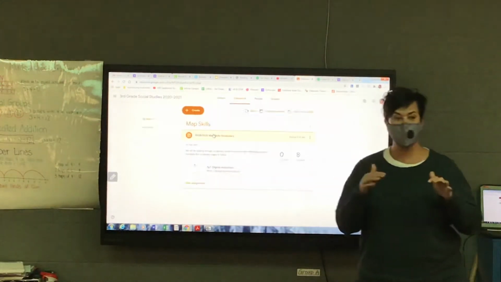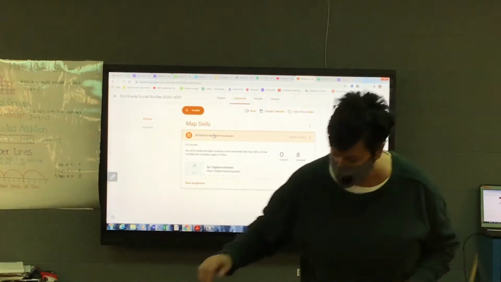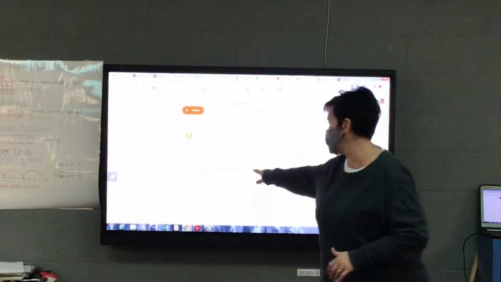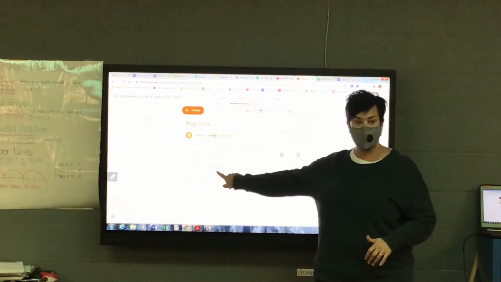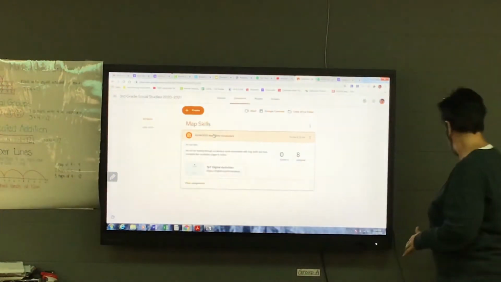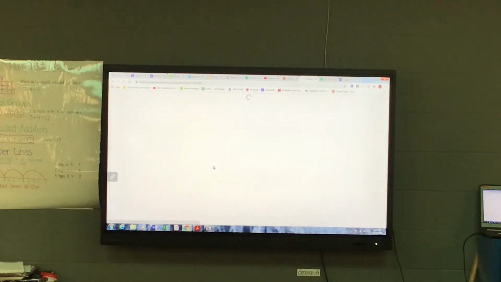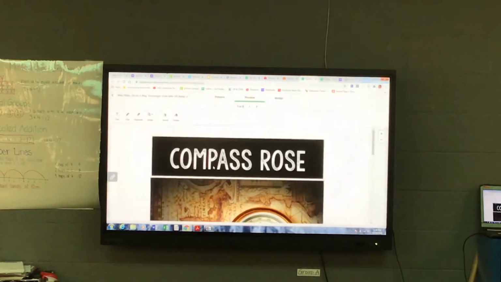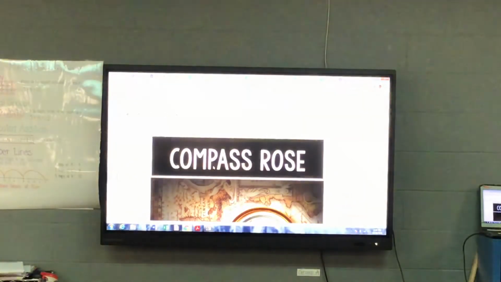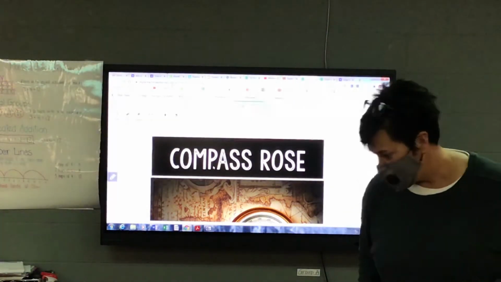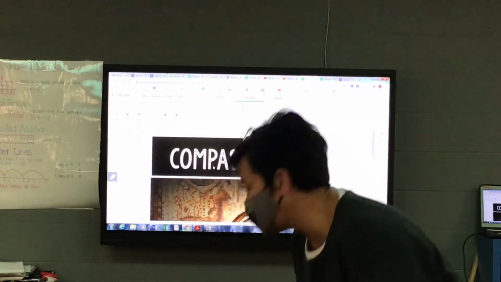Go ahead and click on the link that it gives you, the TPT Digital Activities. Click on that. Is that what popped up first on yours? No. It says student login. Oh, sign in with Google.